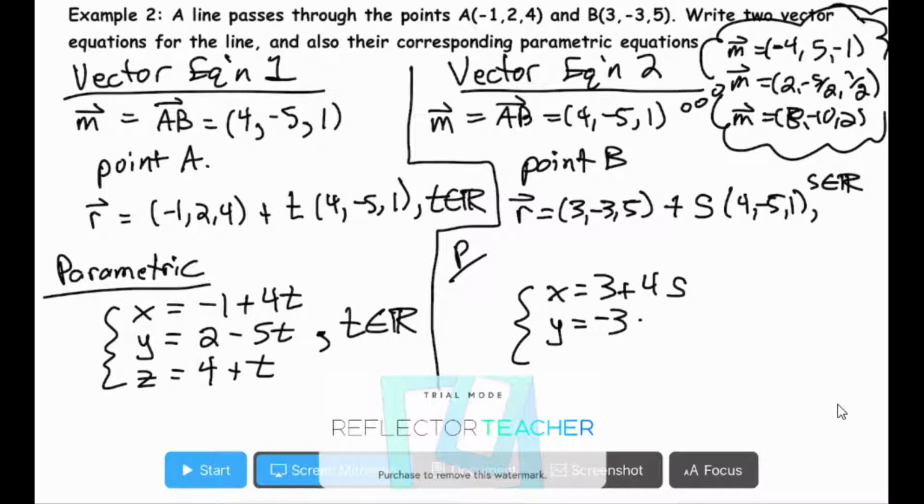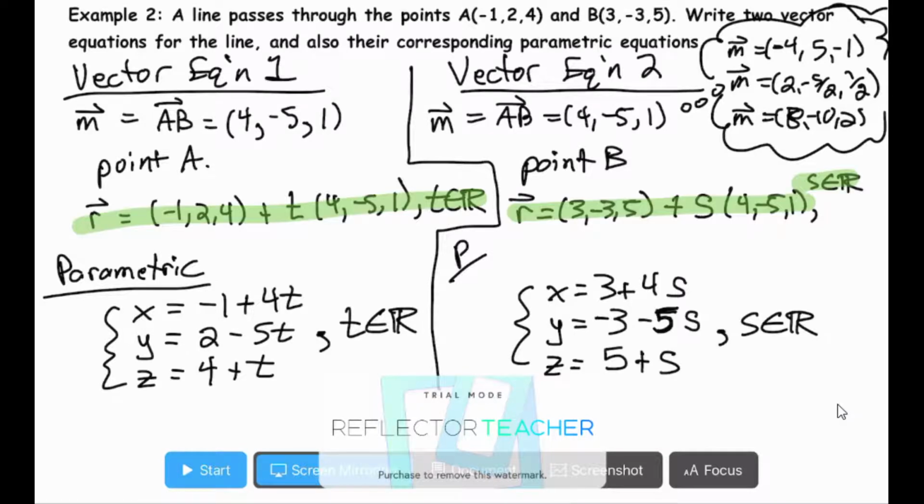Did we answer the question? What were we asked to do? Well, it said write 2 vector equations for the line, and I see 2 vector equations for this line here. And I also see their corresponding parametric equations. So I am personally feeling pretty good about that example, which means we can move on.